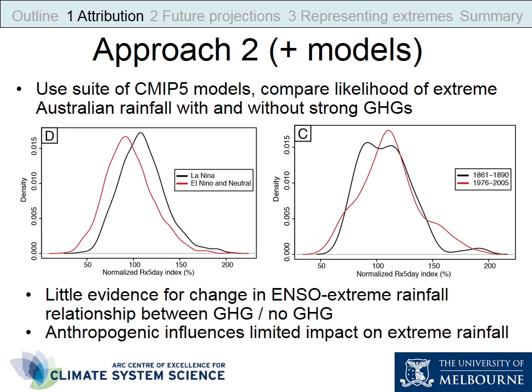So in this first diagram, we have distributions of southeastern Australian rainfall associated with the La Nina years in the black, and the El Nino and neutral years in the red. And so again, we can see that we have more heavy rainfall on this tail of the distribution, which is associated with the La Nina conditions.